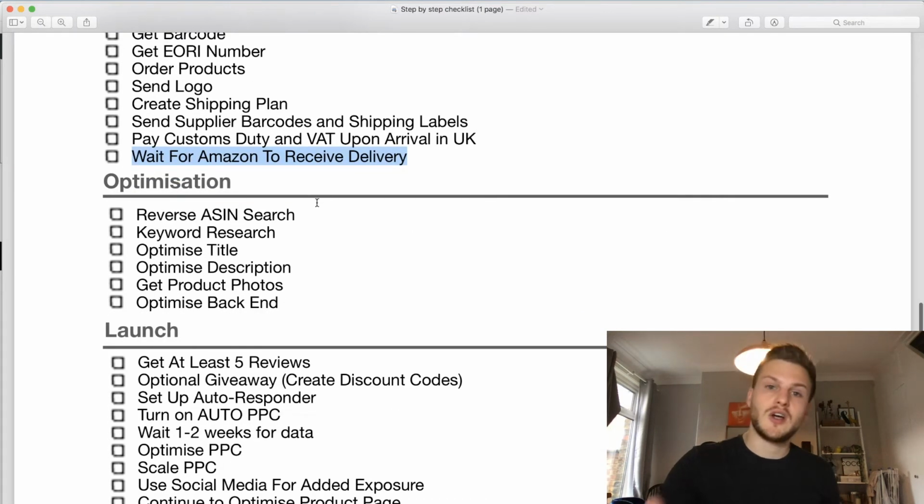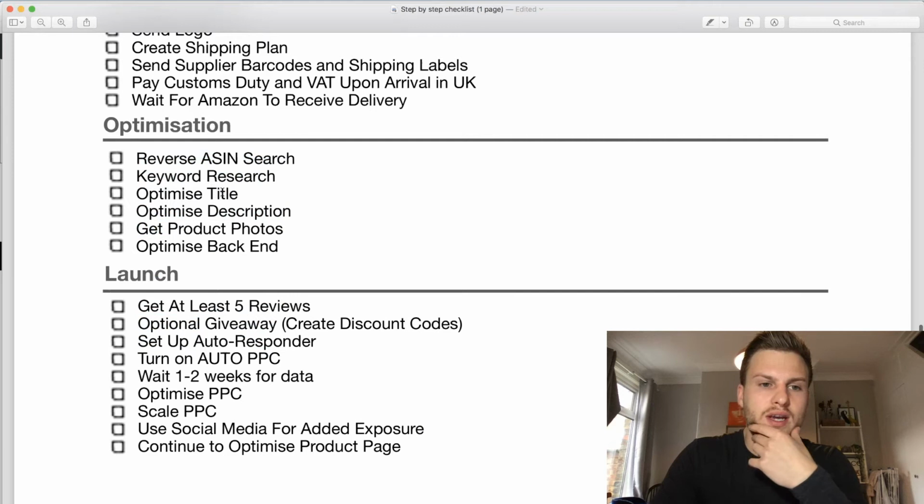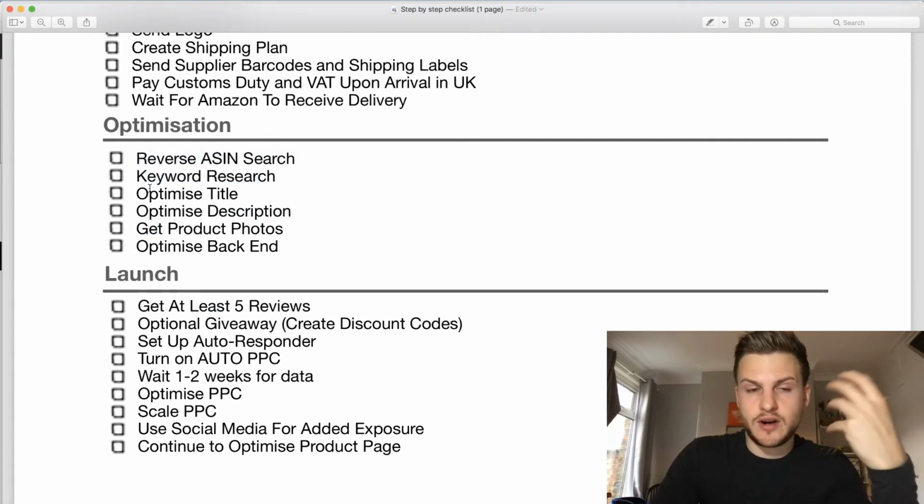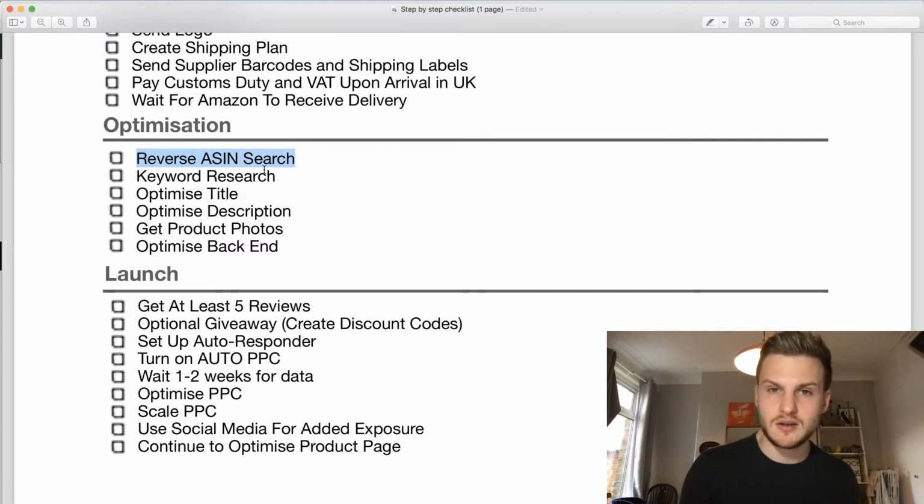Optimization. So once your products are in, well, some of this you would actually do sooner. Once you've created your Amazon seller account, you can start working on your actual product page. You need to do all your keyword research. This is so important. Do not skip it. You need to get reverse ASIN searches. What that is, you look at your competitors and see what keywords they're ranking for. And if they're ranking for those keywords, what you want to do as a seller is optimize your page for those same keywords, and you're going to take their traffic, all right?